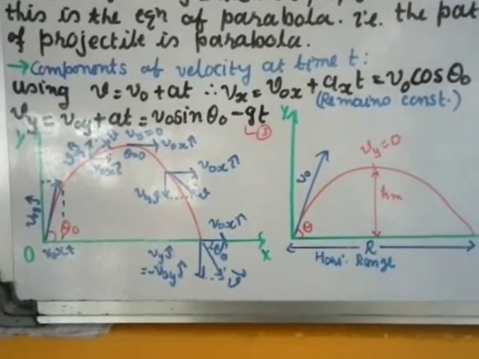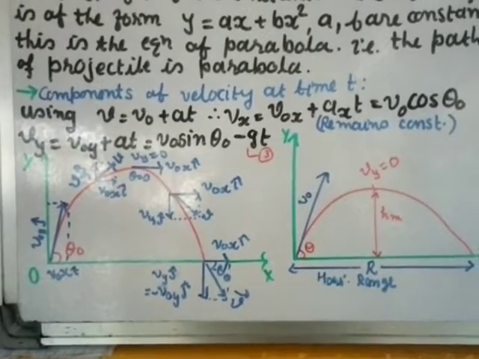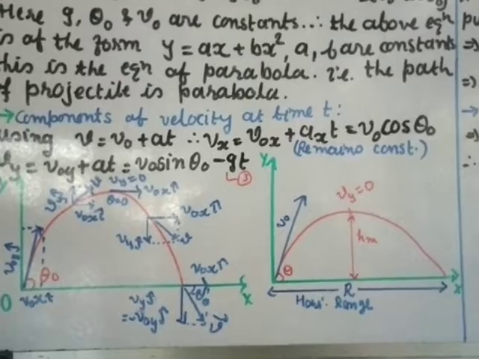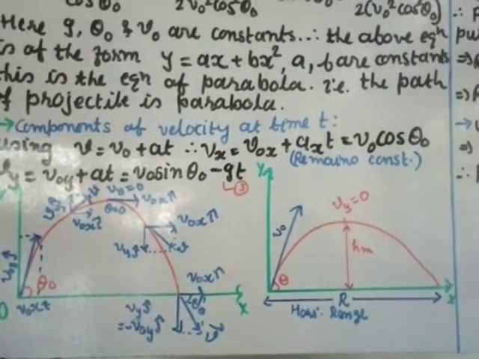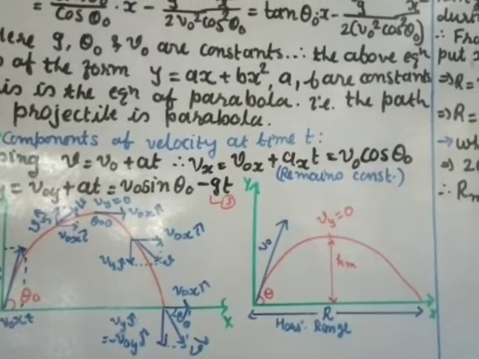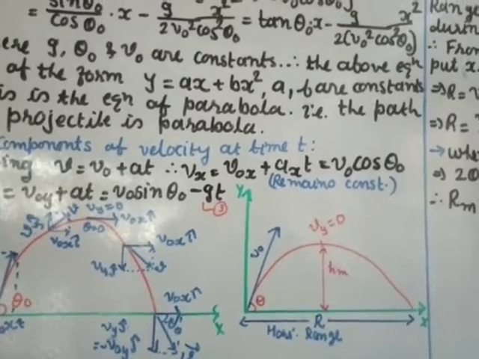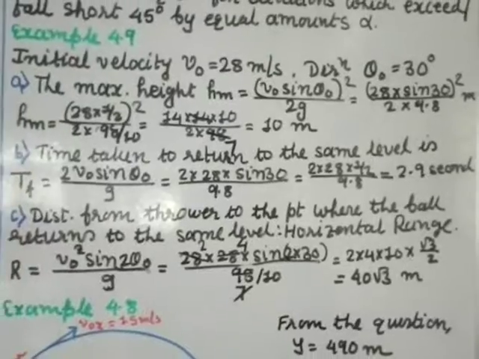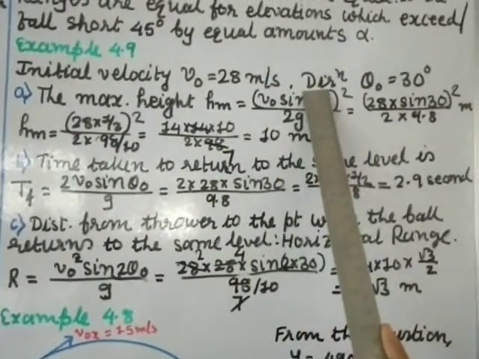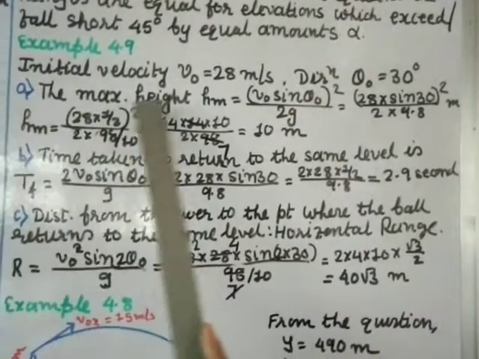Example 4.9. A cricket ball is thrown at a speed of 28 meters per second in a direction 30 degrees above the horizontal. Calculate A, the maximum height; B, the time taken by the ball to return to the same level; and C, the distance from the thrower to the point where the ball returns to the same level. Initial velocity is given, v0 is 28 meters per second. The direction is given, theta naught is 30 degrees. Now A asks for the maximum height h_m.